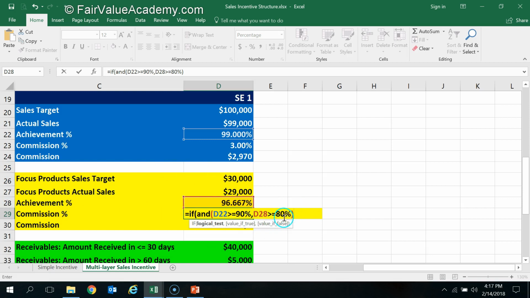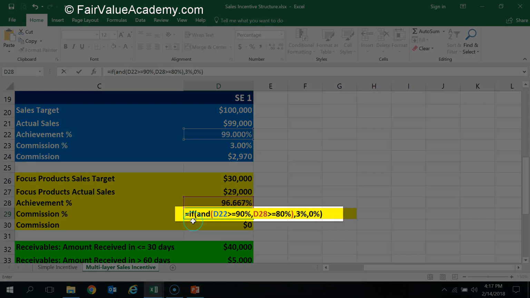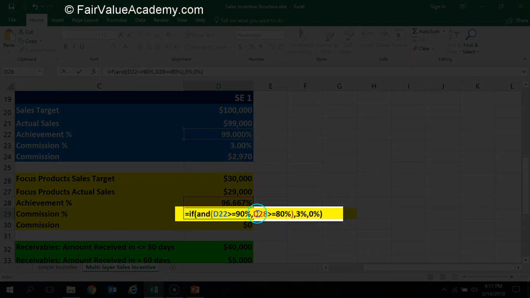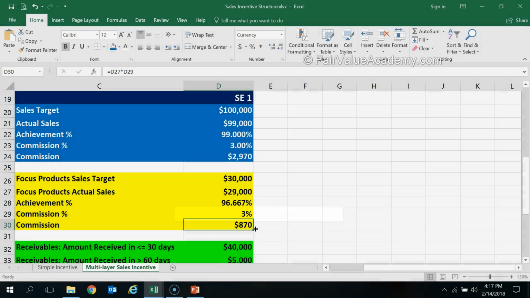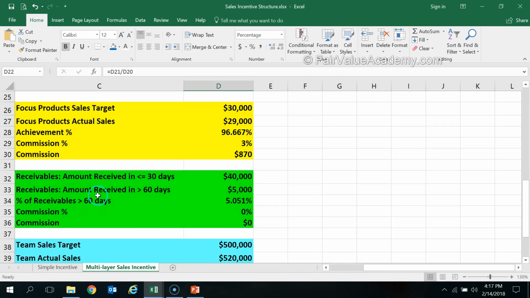If the answer to this is yes or true, then he gets 3% commission, otherwise 0% commission, and we close the IF bracket. So once again, the logical test, which is AND, within IF, what needs to be done if this is true, and otherwise this is what needs to be done. So that's how we complete the IF statement, and he gets 3% because he has achieved more than 80% here and more than 90% here. Okay, coming to the third booster, which is receivables.